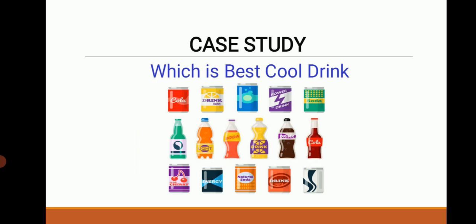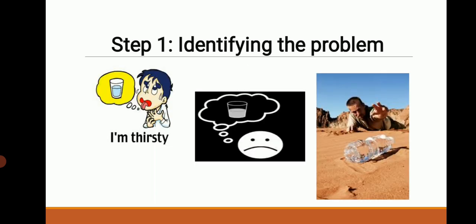So then the important part in unit 2 is the case study. That means which is the best cool drink we want to select. So in this case study, step 1 is identifying the problem. What is the problem? I'm thirsty. That is the problem. So I'm in need of water, or I'm in need of a cool drink. I'm in need of a fresh juice. What do I want to choose? That is the problem identification.